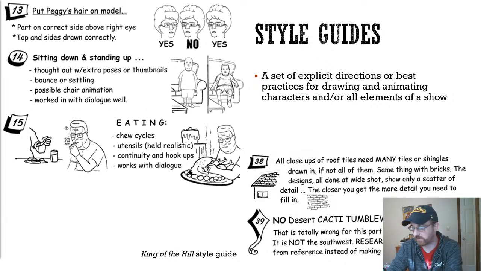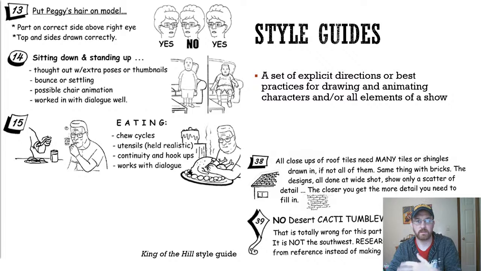But, for example, here are the do's and don'ts from the King of the Hill style guide. So, how to draw Peggy's hair, how to draw characters sitting down and standing up, how characters are supposed to eat and how they're not supposed to eat. And then how to draw everything from how characters move to how they are drawn to what to put in scenery and not put in scenery. For example, see no desert cacti or tumbleweed shots. That's not this part of Texas we're depicting.